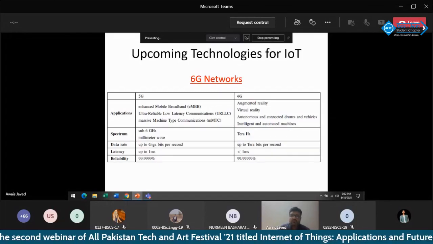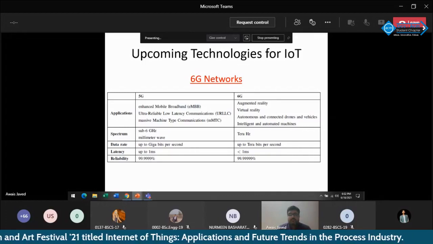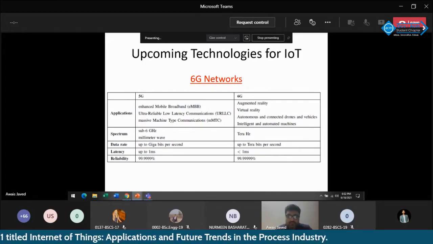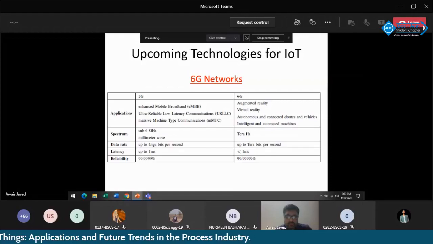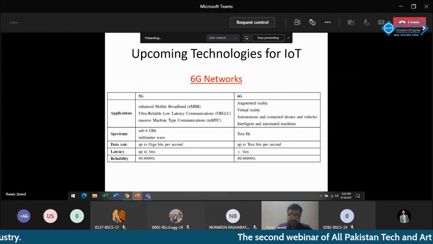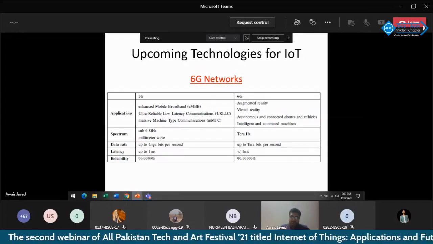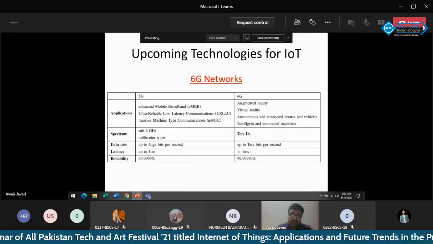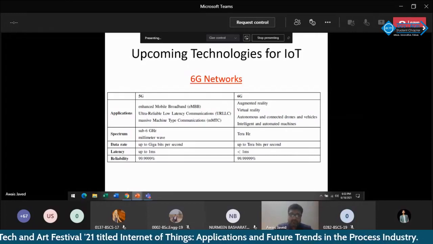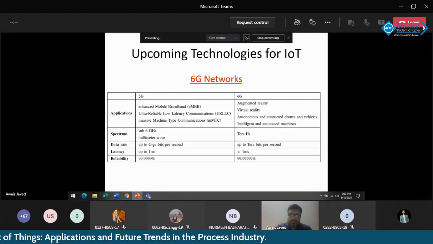And obviously, all these applications, intelligent and automated machines, would require a data rate on the order of terabits per second. So this high data rate can be provided by 6G. The latency that we talk about in 6G is less than 1 millisecond, and reliability is 99.9999%. So it's a very reliable system. Obviously, reliability is very important for these applications.